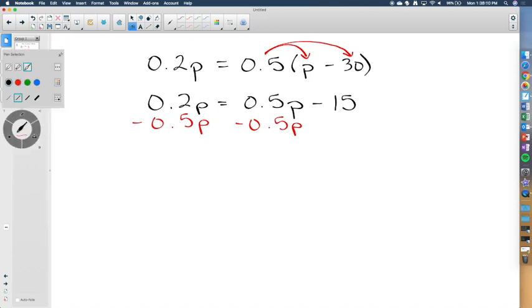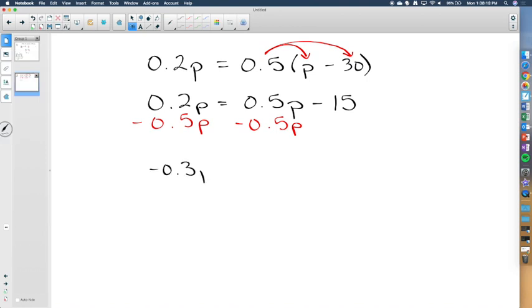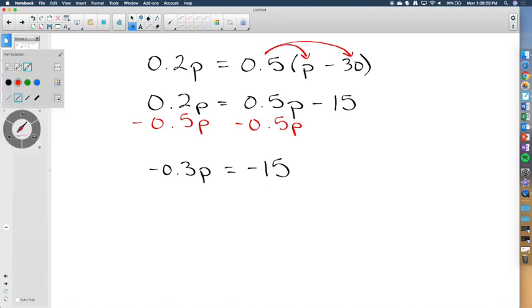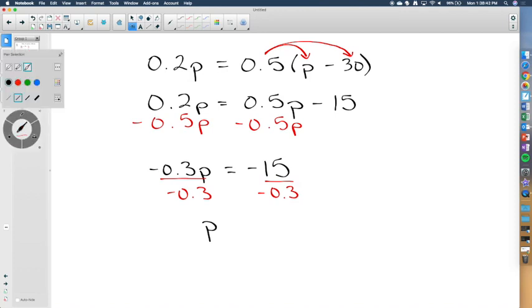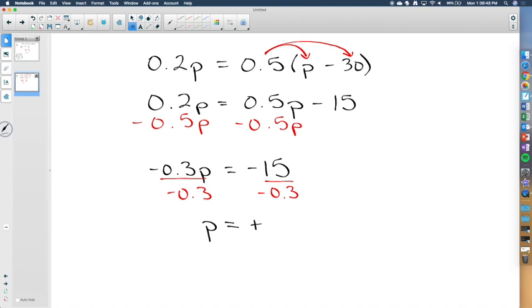Here we've got 0.2p minus 0.5p, so looking at just the coefficients, 0.2 minus 0.5 is going to give me negative 0.3, so I have negative 0.3p. On the other side, I'm left with negative 15. I have to be a little bit more careful here because my opposite is now to divide both sides by the negative 0.3, and that negative sign will trip you up from time to time. So that's why I try to avoid it. Negative 15 divided by negative 0.3, two negatives give us a positive, and 15 divided by 0.3 ends up giving us 50.